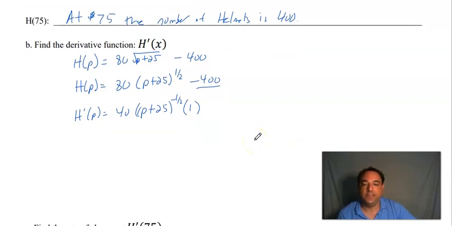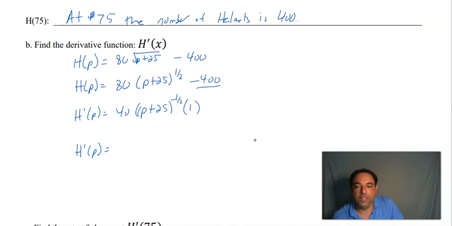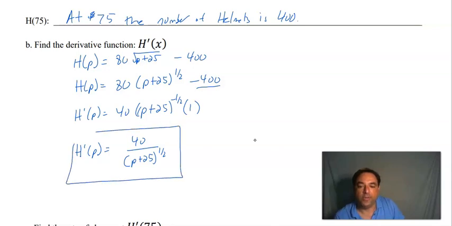So if you want to clean this up, simplify. This will be 40 times 1, which is 40. And I would move the P plus 25 raised to the 1/2 to the denominator, because the exponent was negative, then we moved it down. That would be your derivative.